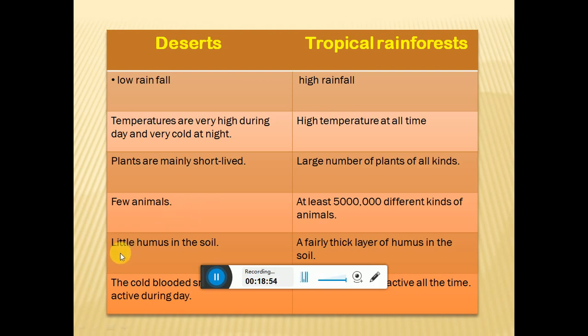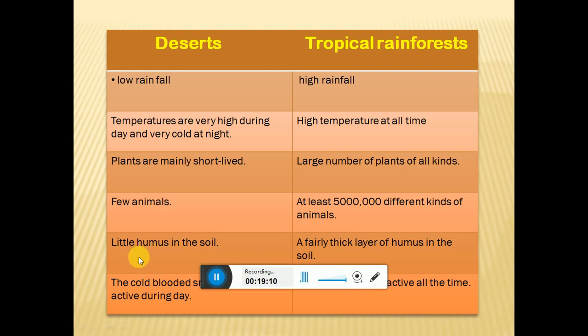In the case of deserts, as there is low rainfall, there is less water. That is why there is little humus in the soil. But in the case of tropical rainforests, there is high rainfall. There is enough water. That is why there is a fairly thick layer of humus in the soil.